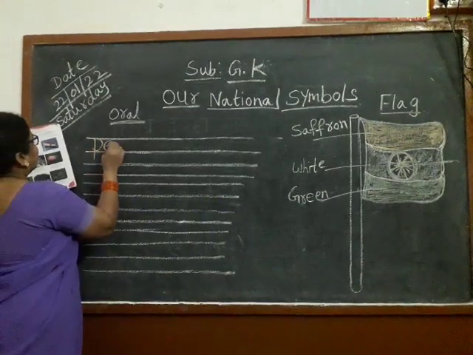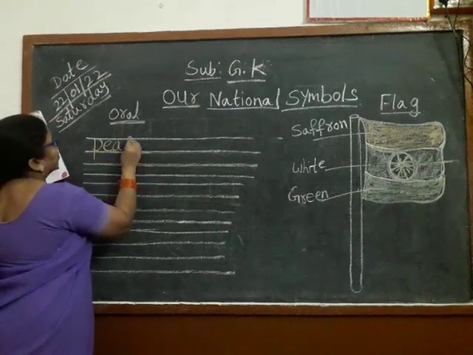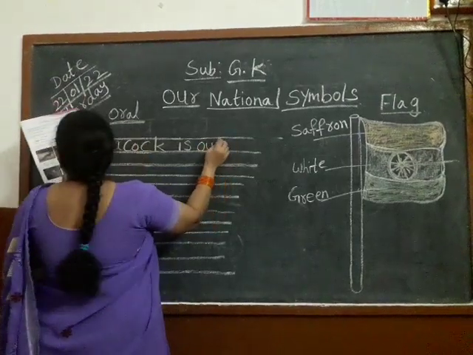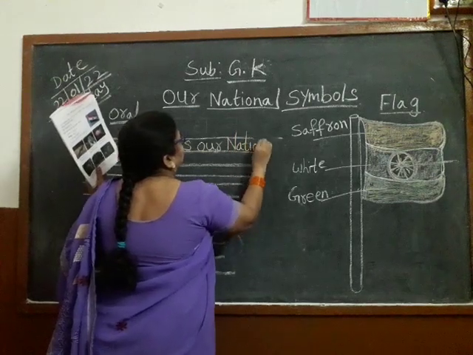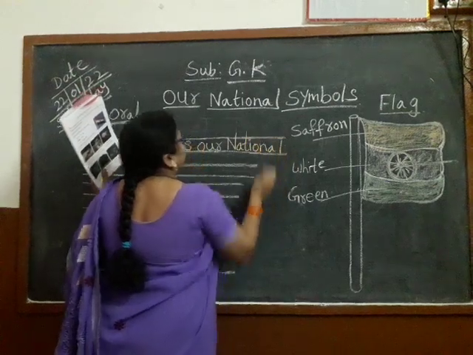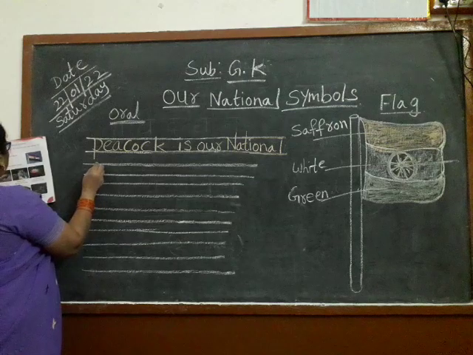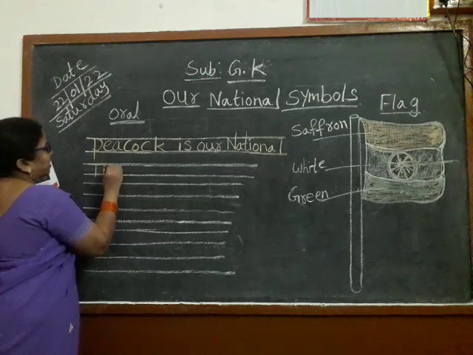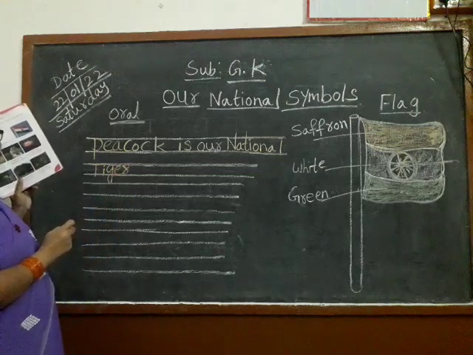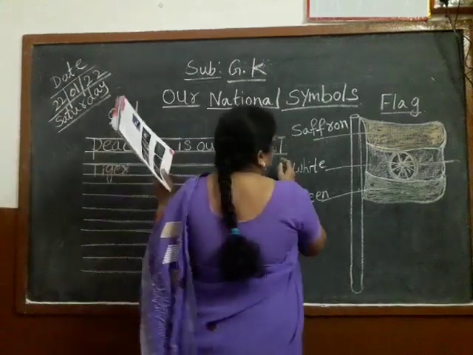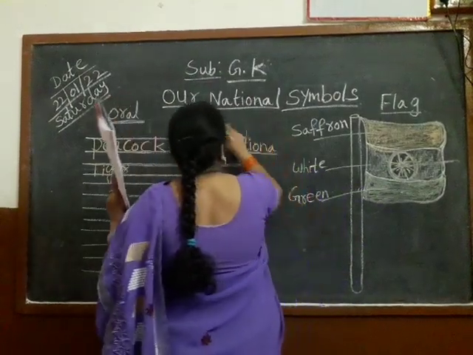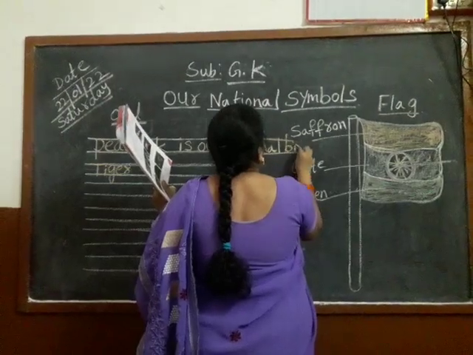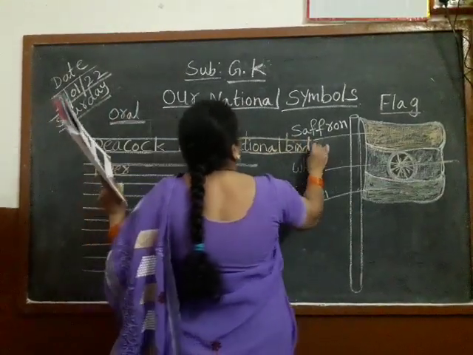Peacock is our national bird. P-E-A-C-O-C-K. Peacock is our national bird. Peacock is our national bird. Which is our national animal? Tiger. Very good. T-I-G-E-R. Peacock is our national bird.